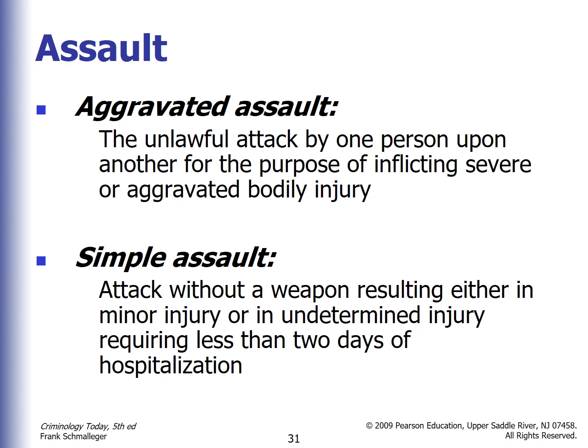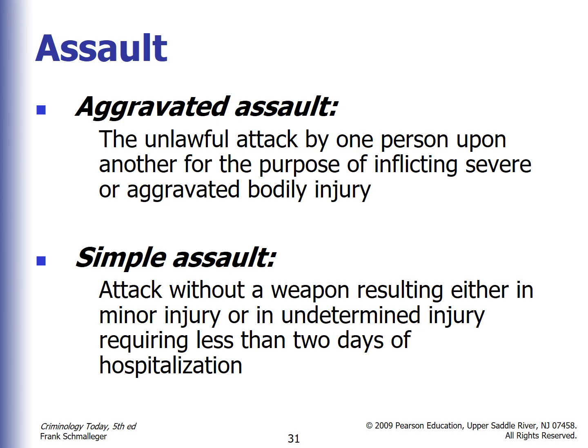A simple assault is an attack without a weapon, resulting either in minor injury or undetermined injury requiring less than 2 days of hospitalization. This is the UCR definition. So the difference between aggravated and simple assault has to do with the level of injury, usually, but also with the potential injury. So if you use a gun, there's still the potential for serious injury, so it's still considered aggravated assault even if they're not injured seriously.